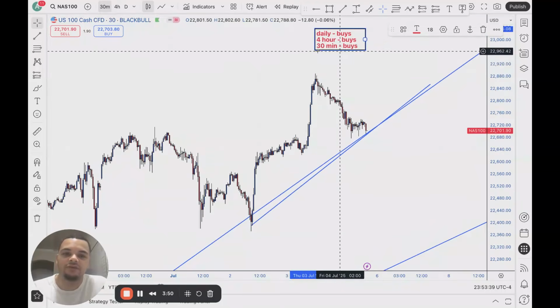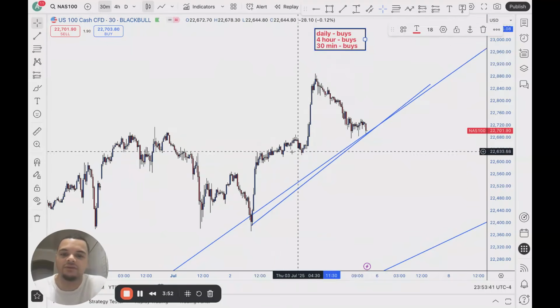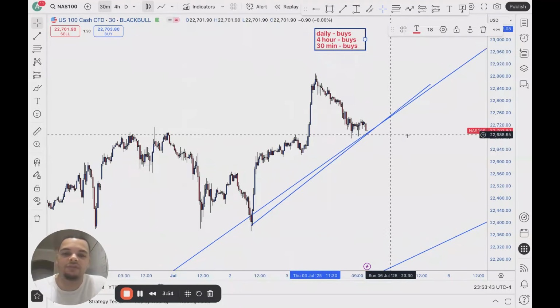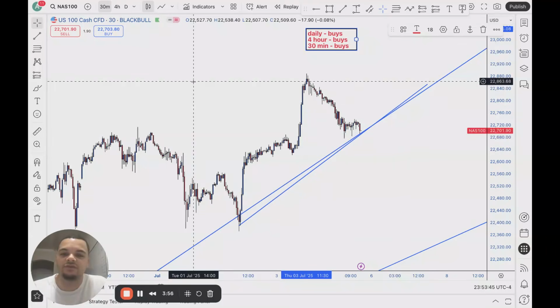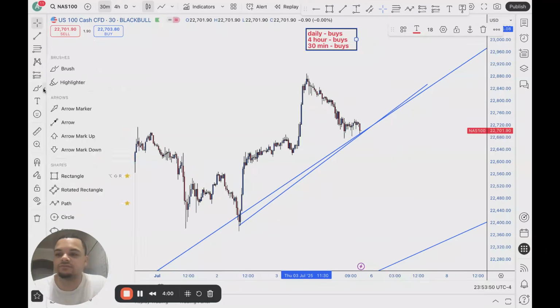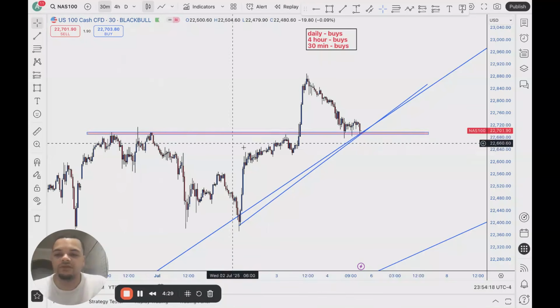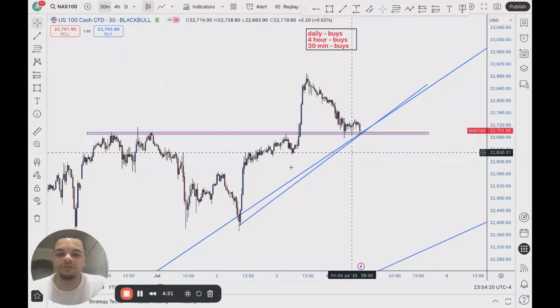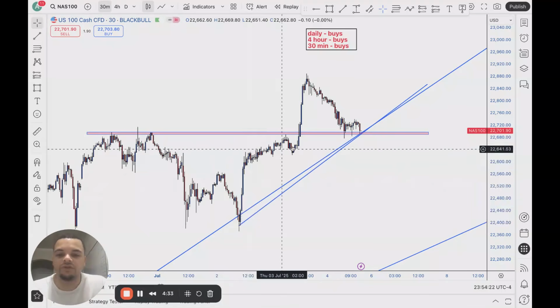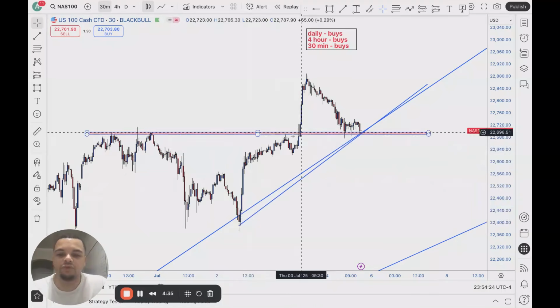I use my 30 minute as the entry, and all I'm doing is looking for buys. So since I came down to the 30 minute looking for buys, I look for my support and resistance. So shooting up, broke structure right here.